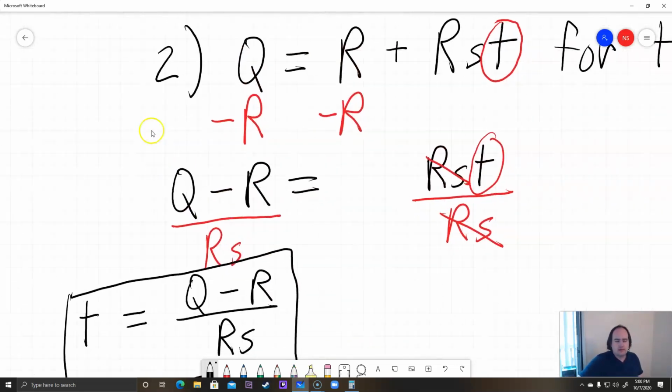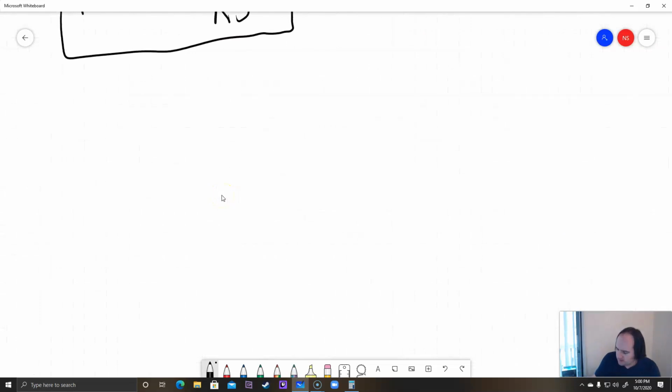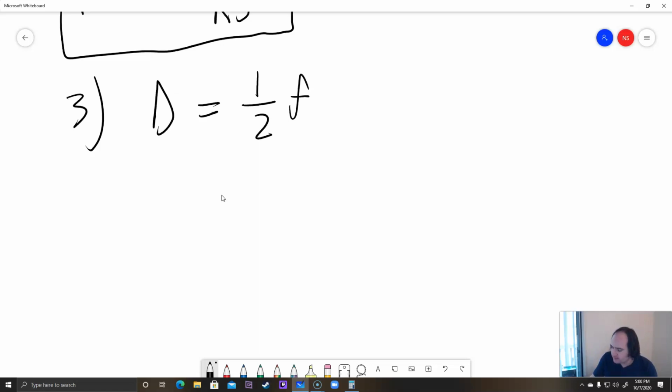Okay, so let's see another one. Example number 3. Capital D equals 1/2 fk, and we want to solve for the variable k.